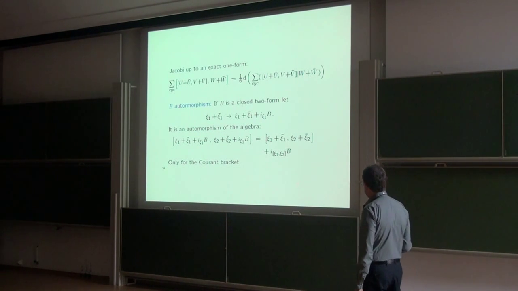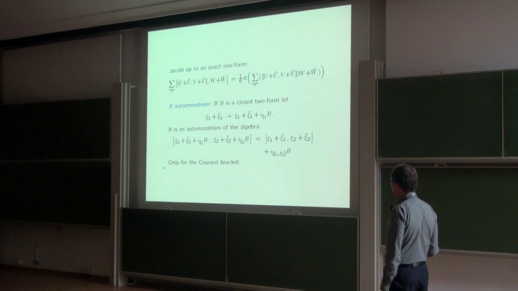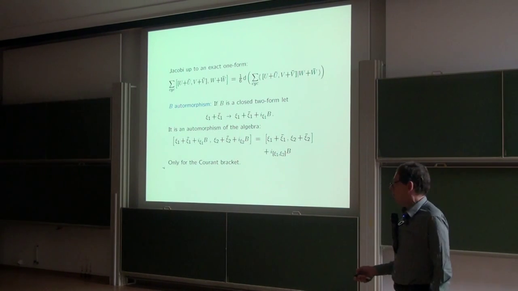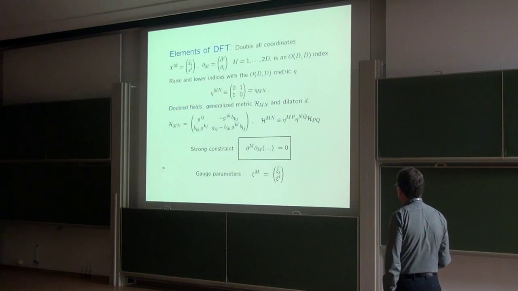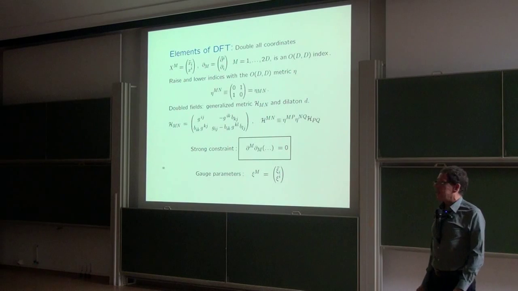And this property, this automorphism, can be viewed as a duality transformation called B-shifts, and therefore it's highly connected with the issue of duality invariance. So, Courant brackets is one ingredient.